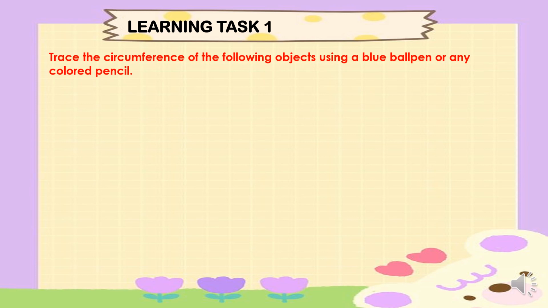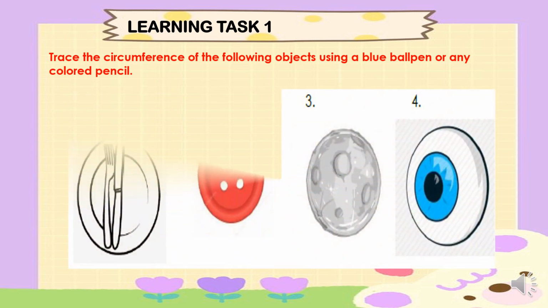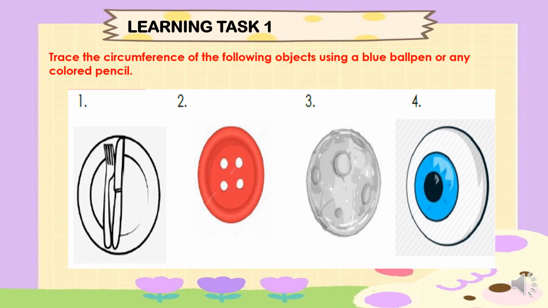Now, let us answer learning task 1. Trace the circumference of the following objects using a blue ball pen or any colored pencil. So you have to trace the circumference of the following objects. Remember that you have to use a blue ball pen.